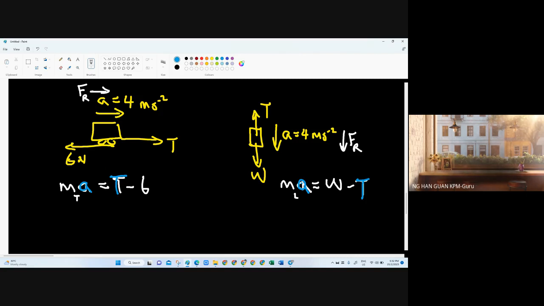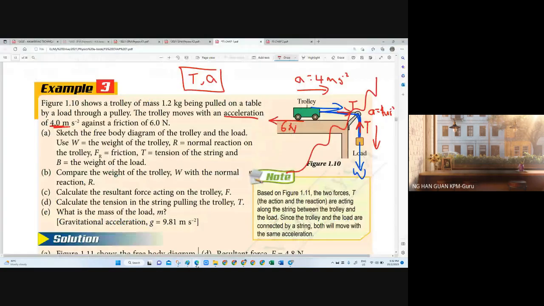You just rearrange it. Usually we rearrange it to make T equal to what? For example, this one: T equals MA plus 6. Then this one, rearrange it, becomes T equals W minus MA. Right? So if you go back to the question here, how much is the M? M for the trolley is 1.2.